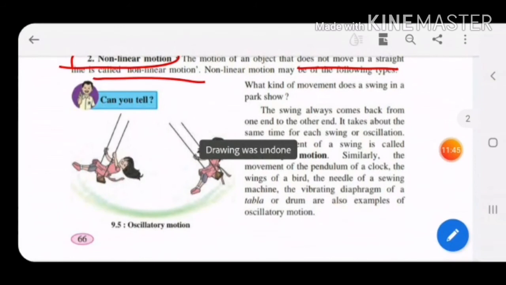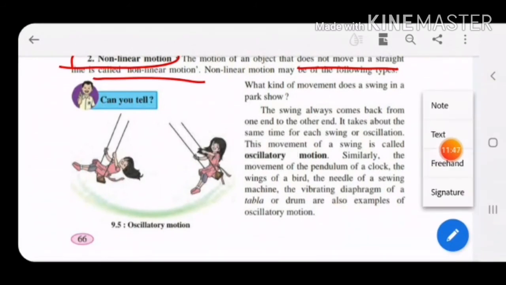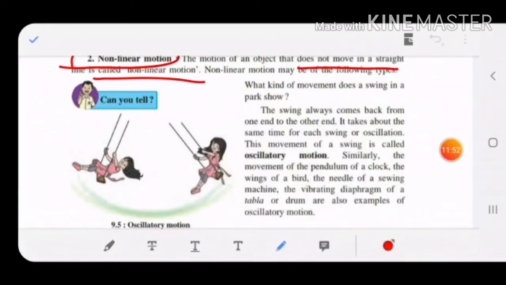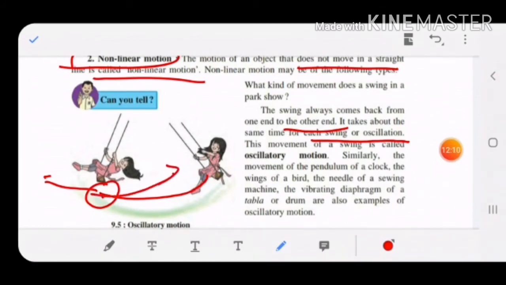What kind of movement does a swing in a park show? Children, everybody goes to a swing garden, and you have seen this swing. The swing always comes back from one end to the other end. It takes about the same time for each swing or oscillation. First it is in the center. When you take a swing, it goes backwards, again it comes frontwards, goes backwards, comes frontwards. So this is called a swing.